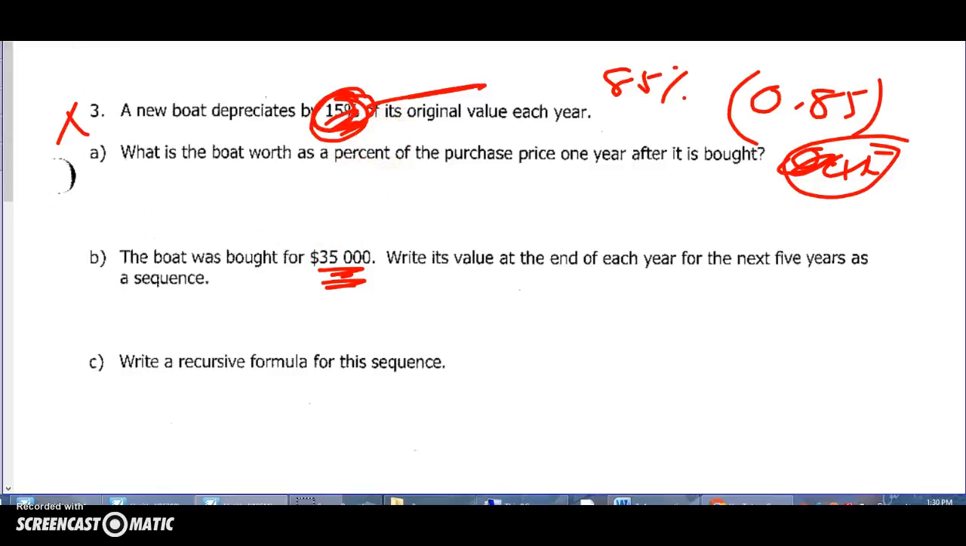Okay, I hope that made sense. This stuff could be tricky. Practice it and work on the formatting and that sort of thing.